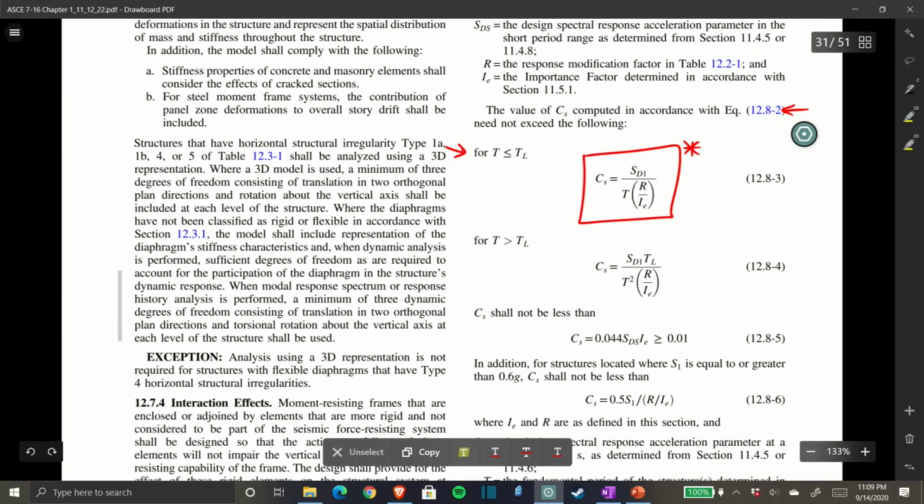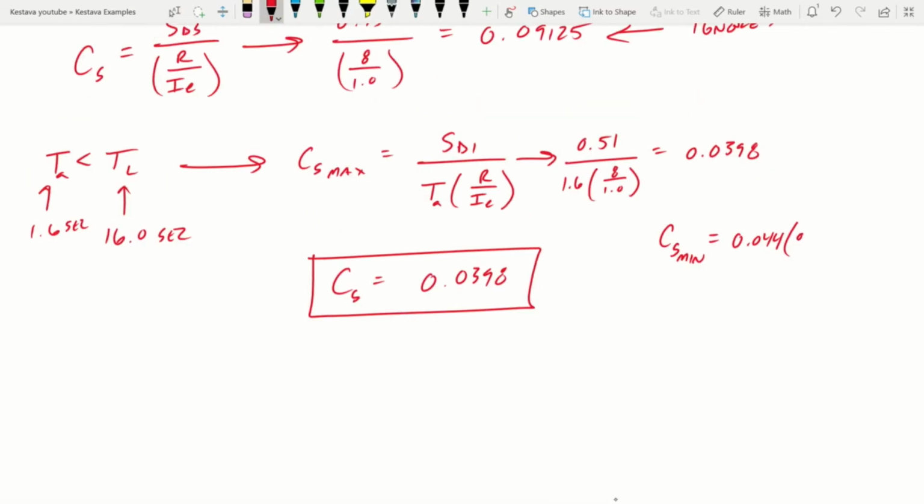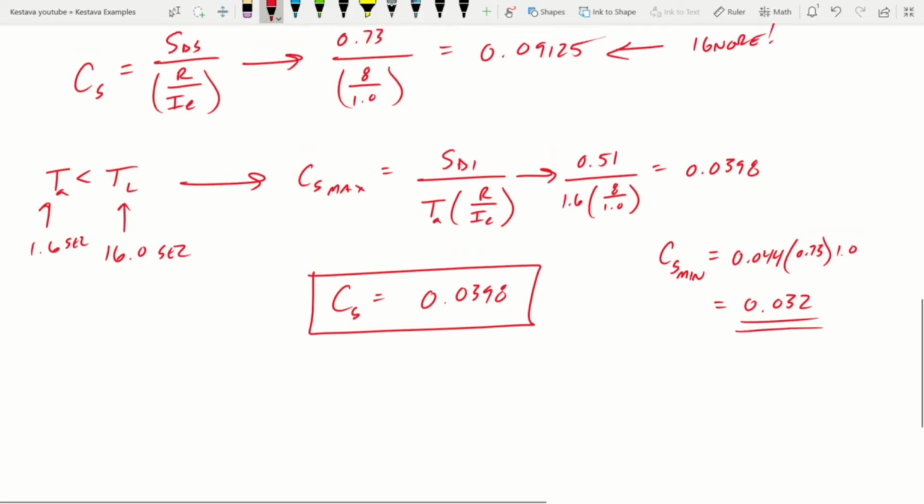And they also have C sub S shall not be less than. So you know what? Let's be good Samaritans and let's do that one as well. So let me flip over. I'm just going to do it over here. C sub S min is going to equal 0.044 times S sub DS, which is 0.73, times I, which is just 1.0. That's going to equal 0.032. All right, so we're fine. We're nowhere near less than that.